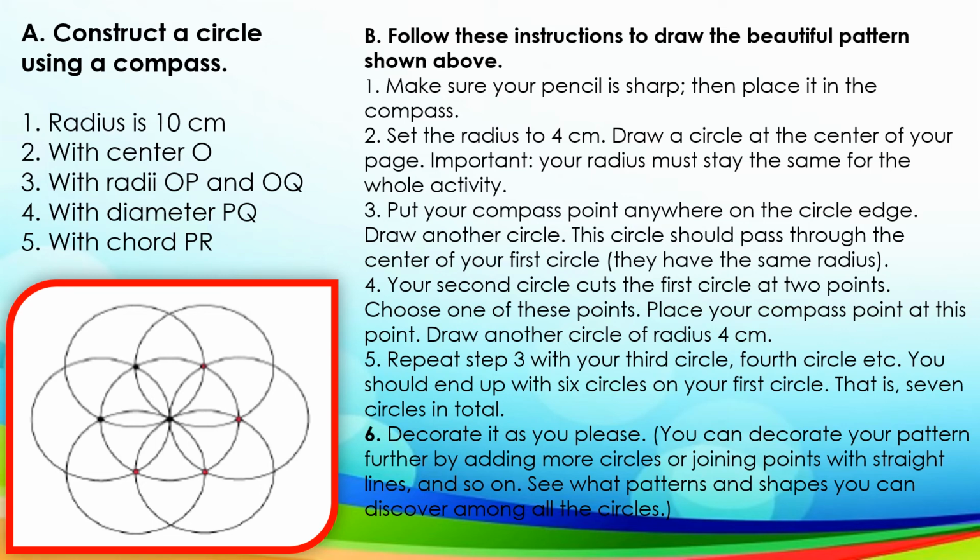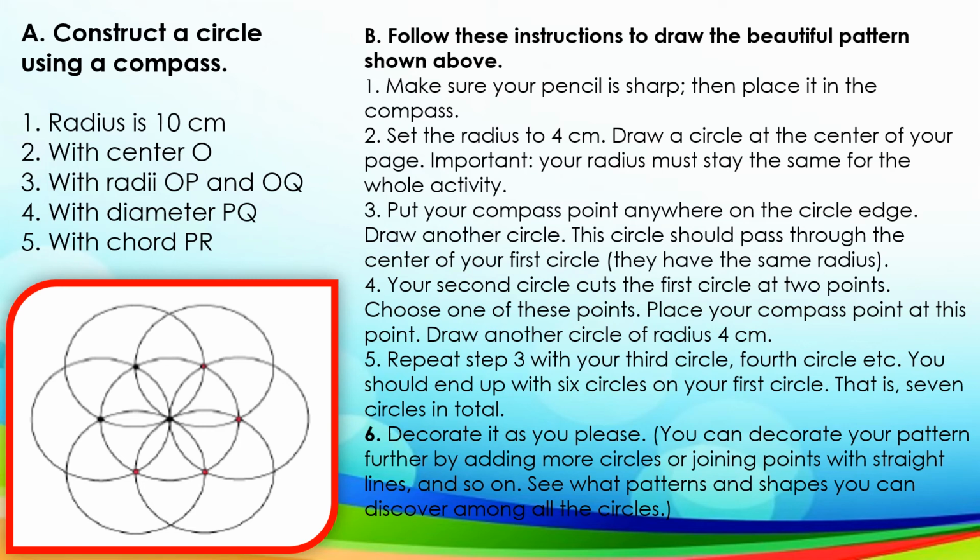So for number 3, put your compass point anywhere on the circle edge. Draw another circle. This circle should pass through the center of your first circle. They have the same radius. Number 4, your second circle cuts the first circle at 2 points. Choose one of these points. Place your compass point at this point and draw another circle of radius 4 cm.